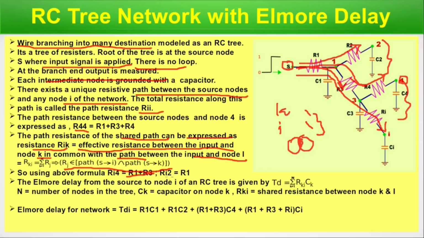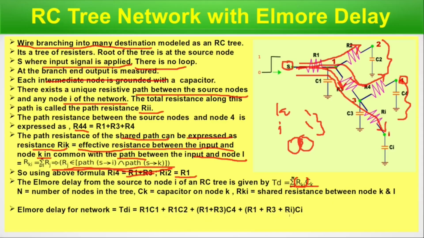The Elmore delay from source to node i of an RC tree is given by the summation of Rki and Ck, where Ck is the capacitor on node k and Rki is the shared resistance between node k and i. So first calculate this Rki. Now this Elmore delay model for the network is R1 C1, R1 C2, R1 plus R3 times C4, R1 R3 Ri Ci.